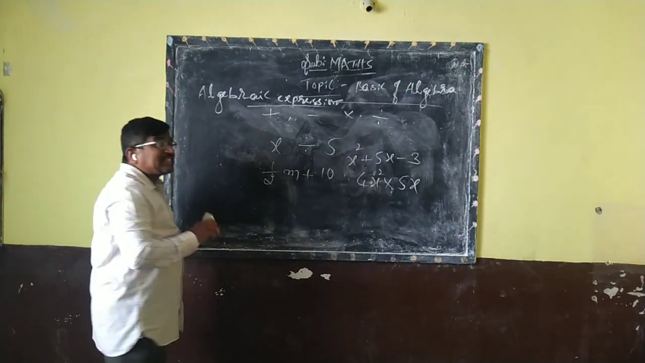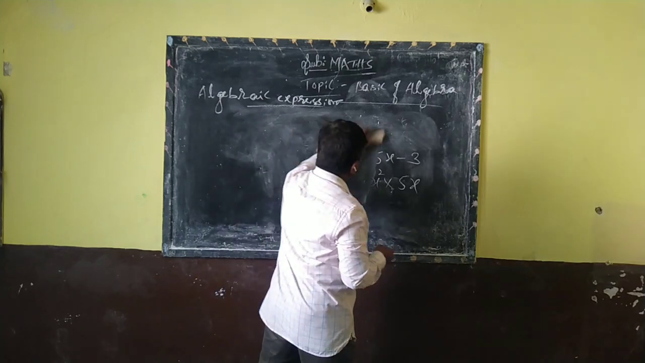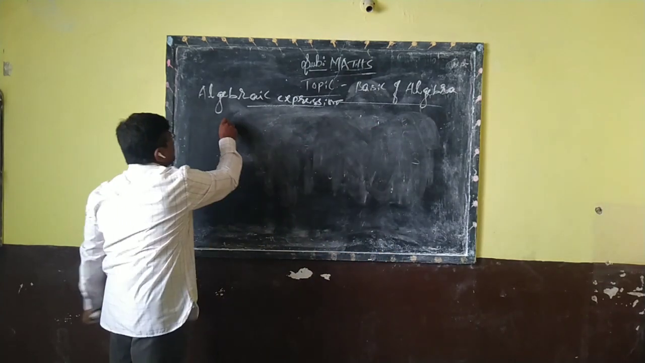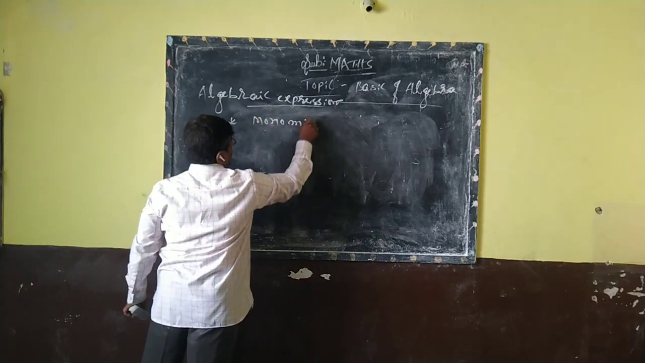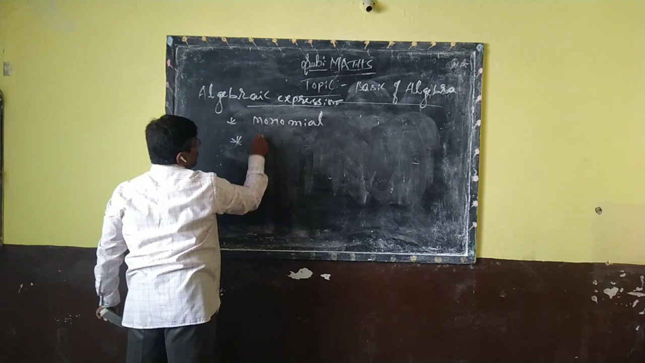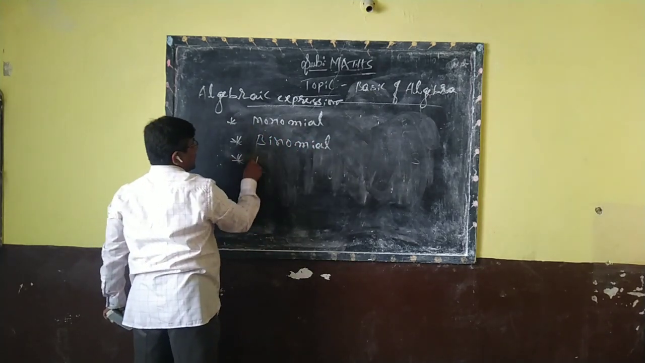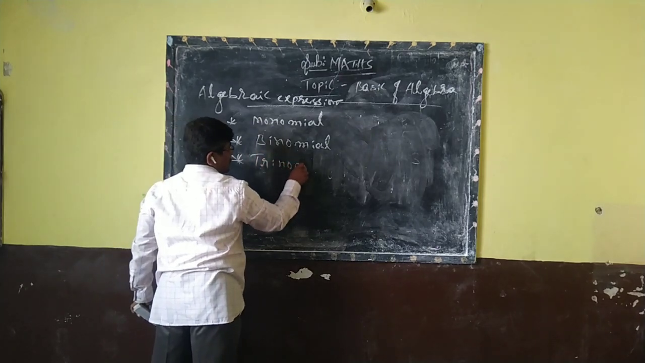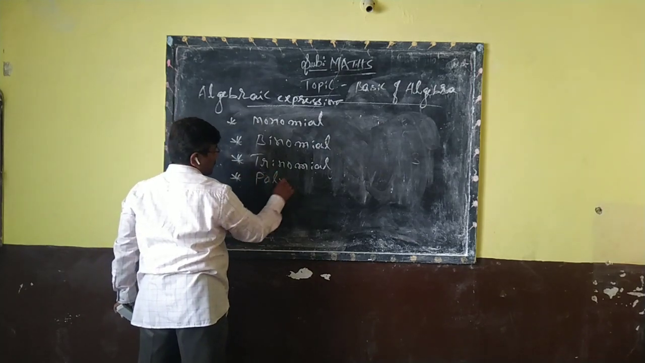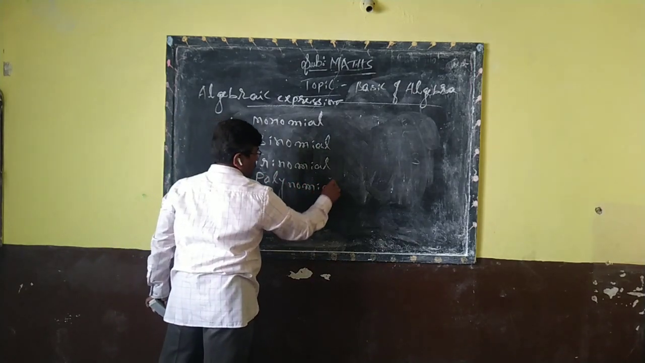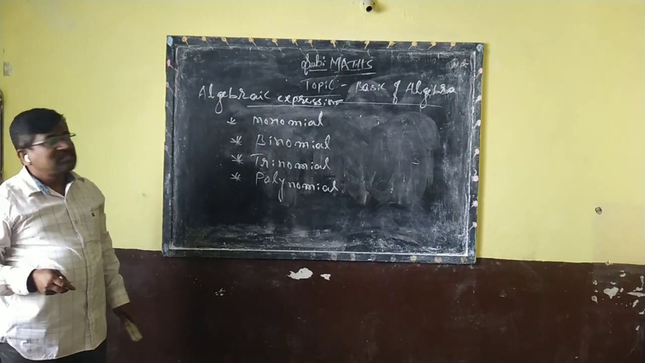Now let's go to types of algebraic expressions. The first one is monomial. The second one is binomial. The third one is trinomial. The fourth one is polynomial. These are the types of algebraic expressions.